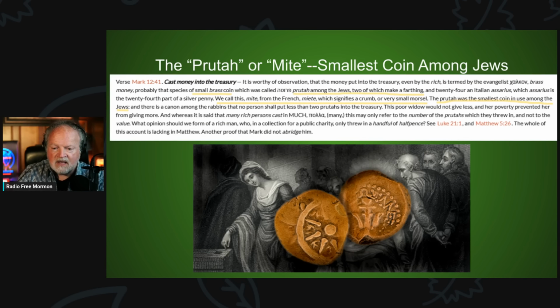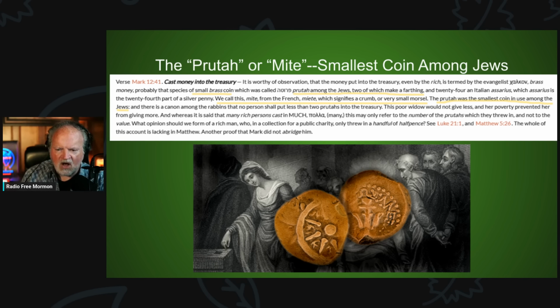Now, I believe at least by New Testament times, there was a further division of the farthing, that fourth of the shekel, into two more units, sixteenths, in other words. And that is the pruta or the mite, like the widow's mite. Remember the widow's mite? In Mark 12:41, the Adam Clarke Bible commentary talks about the widow's mite, and how she casts money into the treasury. He writes, "These are small brass coins, which was called pruta among the Jews, two of which make a farthing."